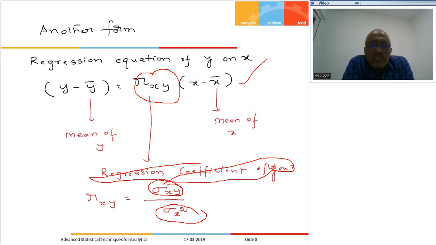And here, from this, we can say the regression line always passes through the point x bar comma y bar, where x bar is the mean of x and y bar is the mean of y. This point always lies on the regression line or regression equation. That is one observation we can make.